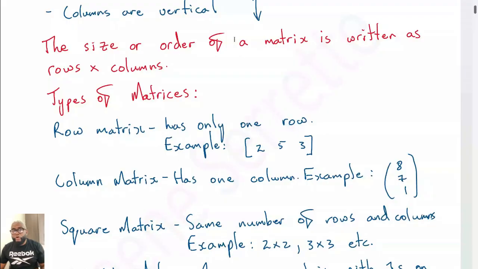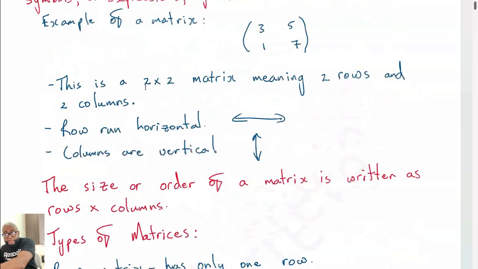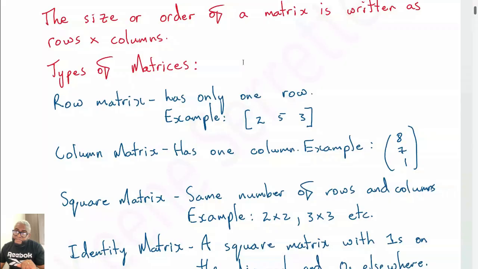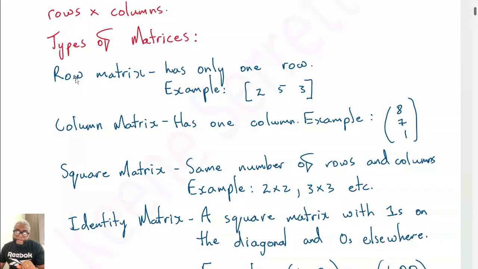The size or order of a matrix is written as rows by columns. So this matrix up here will be 2 rows and 2 columns. Once it's the same number of rows by the same number of columns, it will be called a square matrix, right? Everybody good there? Right. Let's try and go through what we did last week, right?